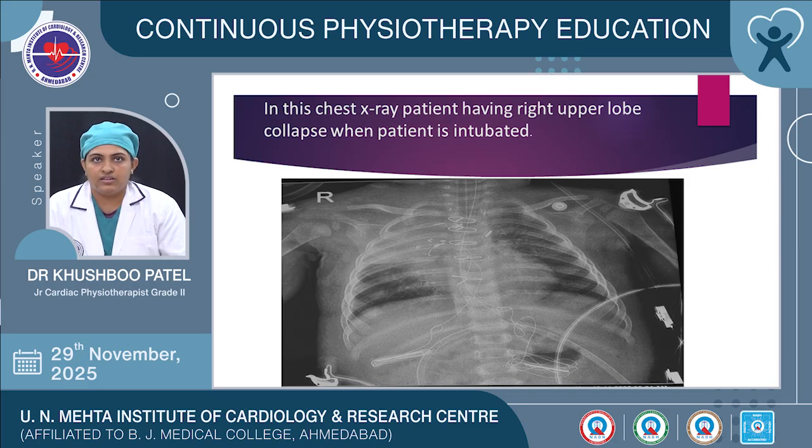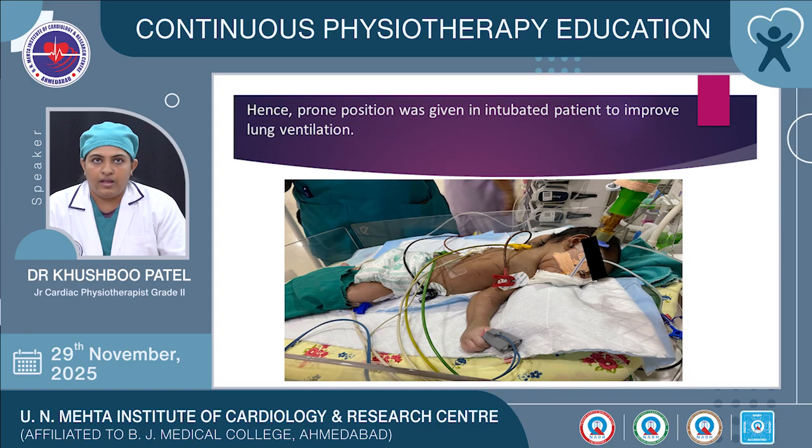First X-ray. In this chest X-ray, we can see the patient has a right upper lobe collapse when the patient is intubated. This is the tube we can see. Hence, the prone position is given in an intubated patient to improve lung ventilation.